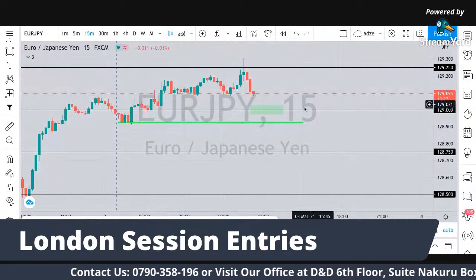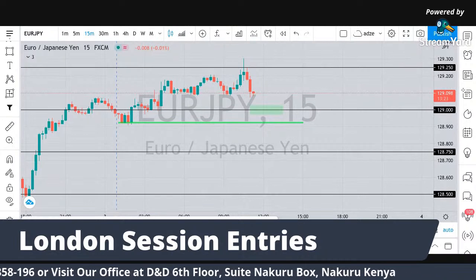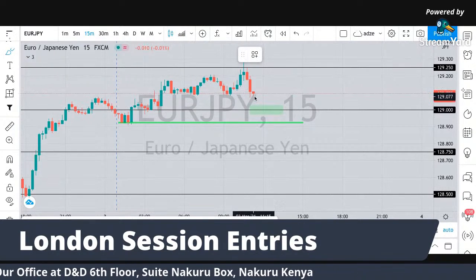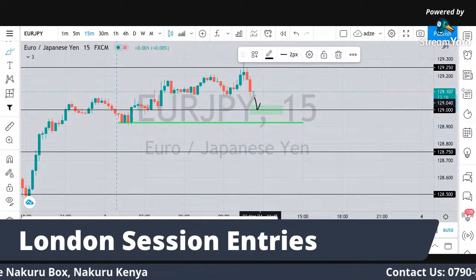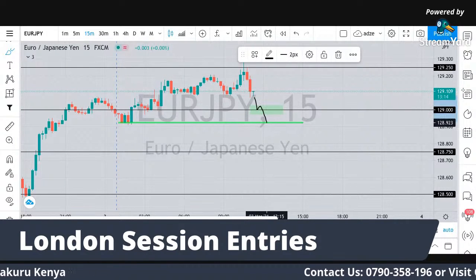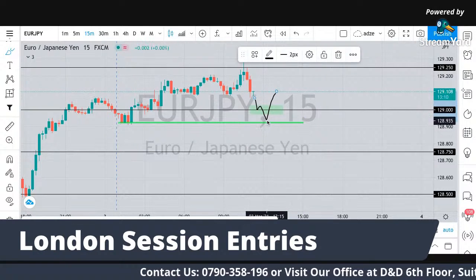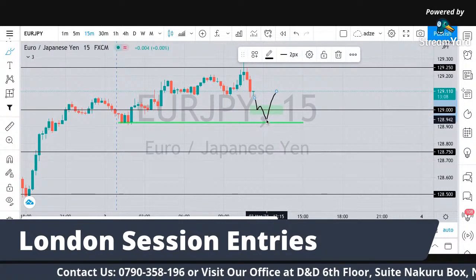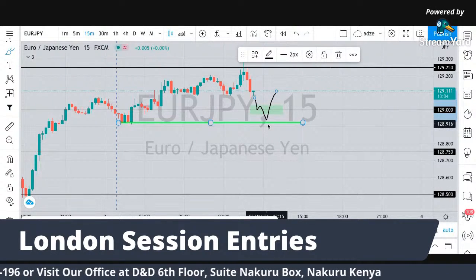So what I'm hoping is that price will come to this level and do something like this. Now, I'll wait for the rejection at this zone and then enter with a 5 pip stop loss.